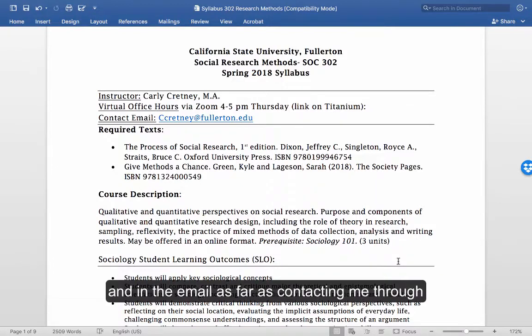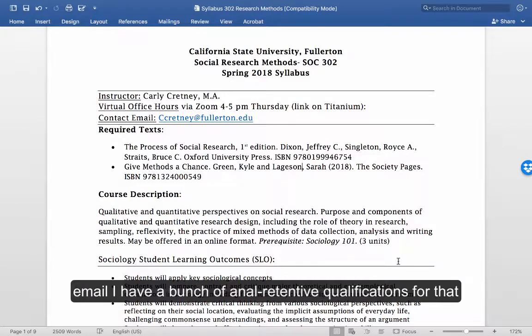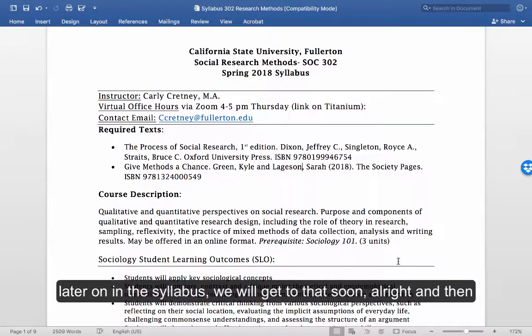This is my email, and as far as contacting me through email, I have a bunch of anal retentive qualifications for that later on in the syllabus. We'll get to that soon.